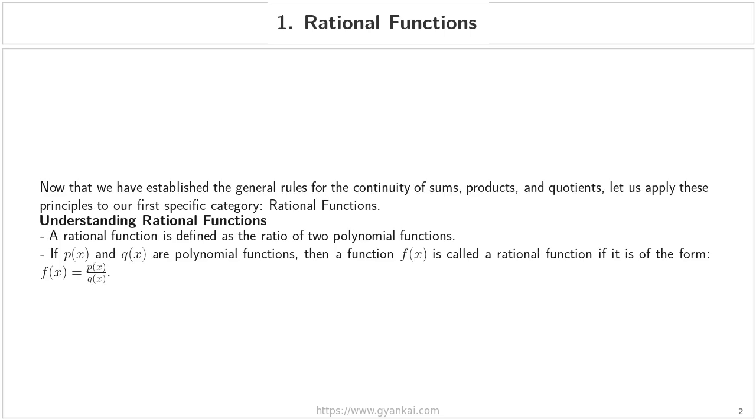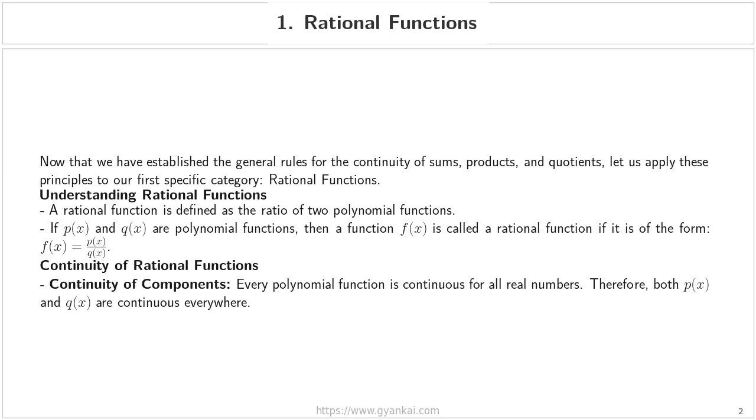Starting with the basics, what exactly is a rational function? Simply put, a rational function is defined as the ratio of two polynomial functions. To put this in mathematical terms, if we have two polynomial functions, which we can call p of x and q of x, then a function f of x is called a rational function if it is expressed as p of x divided by q of x.